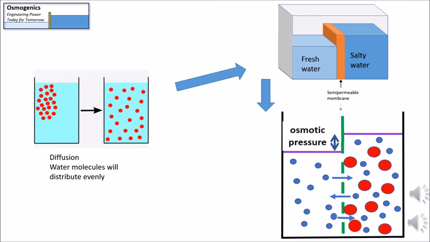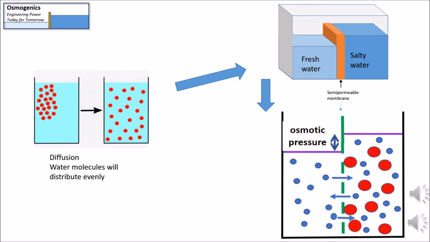Now, if we go to the top right-hand corner, we can see a container with fresh water in, separated by a semi-permeable membrane from the right-hand side of salty water. And the fresh water seems to be going through the semi-permeable membrane to try and dilute the salty water. Now, how is this occurring?